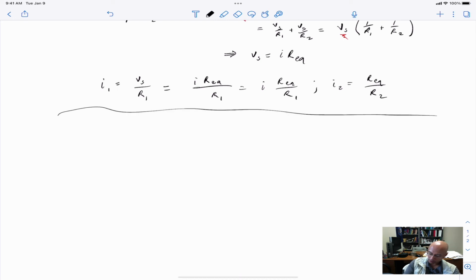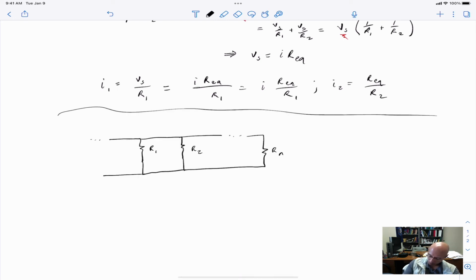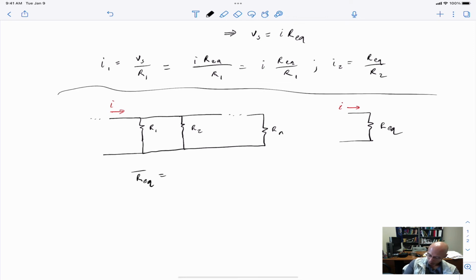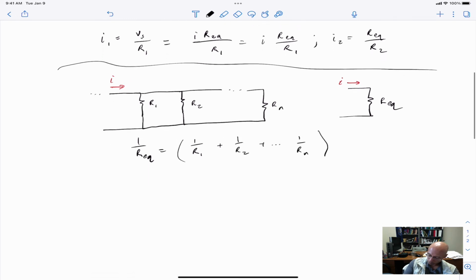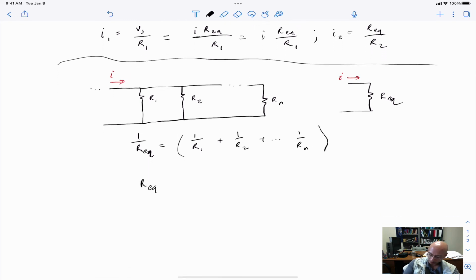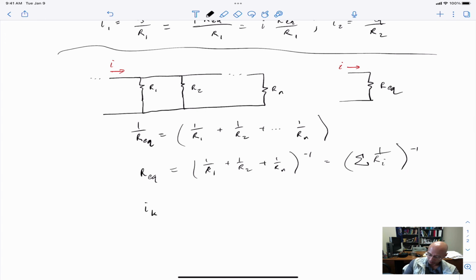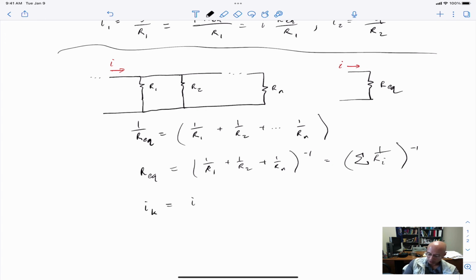And we'll generalize this result. So we'll say that a parallel network of n resistors has an equivalent resistance like this. Or often people just write it like this. And finally, if we want the current flowing through any of these single resistors, IK for the kth resistor is the total incoming current for the whole network, times the total equivalent resistance divided by the resistor of interest. That's the current divider rule.